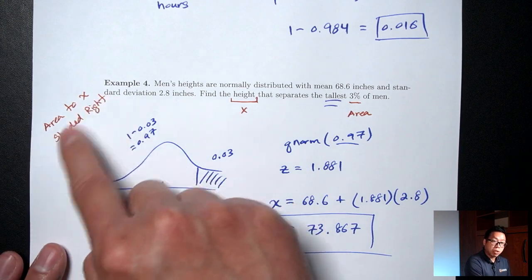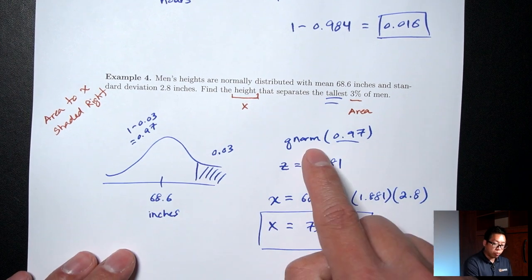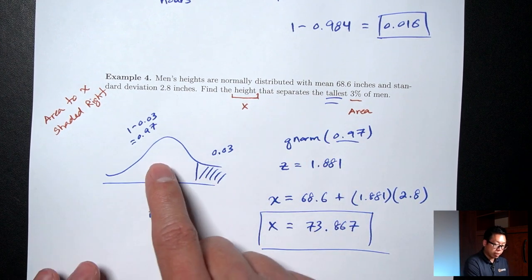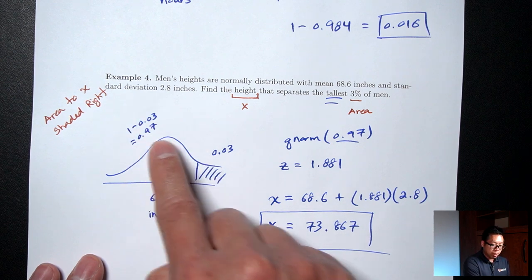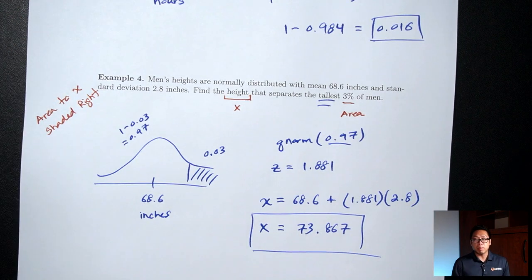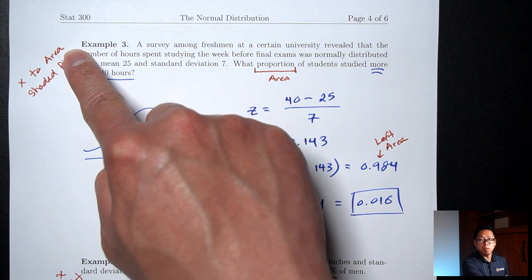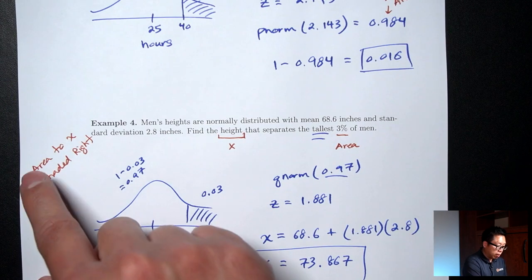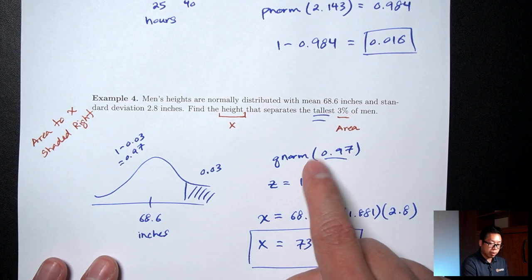For an area to x question, the area is at the beginning. So you're going to do the 1 minus at the very beginning, right before you plug it into Q-norm, which is what we did there also. We did a 1 minus to get to 0.97, and then we plugged the 0.97 into the first step, Q-norm. So once again, anytime your picture is shaded to the right, you will have to do a 1 minus on the area. If it's an x to area, do the 1 minus at the end. For an area to x, do a 1 minus at the beginning, right before you plug into Q-norm.